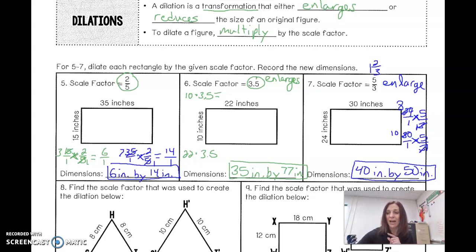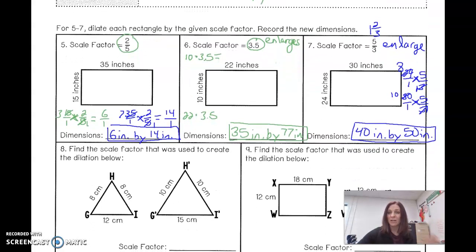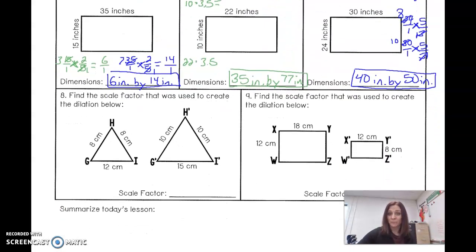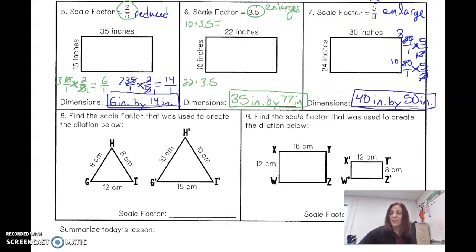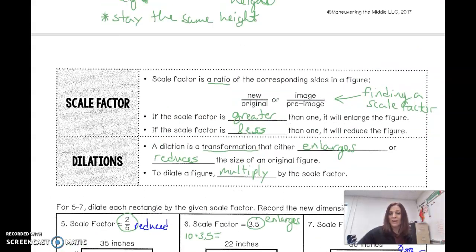It's a good habit, though, to anticipate whether it's getting bigger or smaller, okay? So this one here, it's smaller. I should think this is going to be reduced, right? This one is going to be enlarged, and this one's going to be enlarged, okay? All right, so now let's go back to finding the scale factor. This is finding new dimensions, but let's go to finding the scale factor.